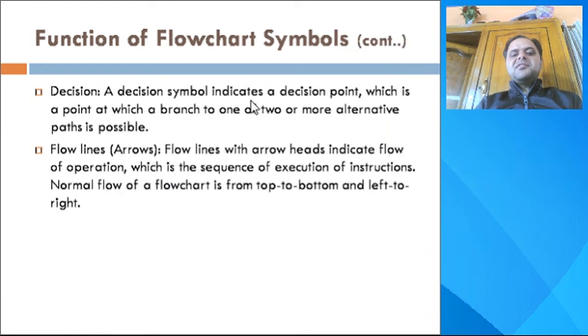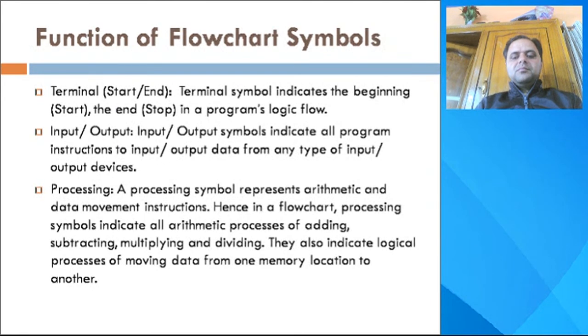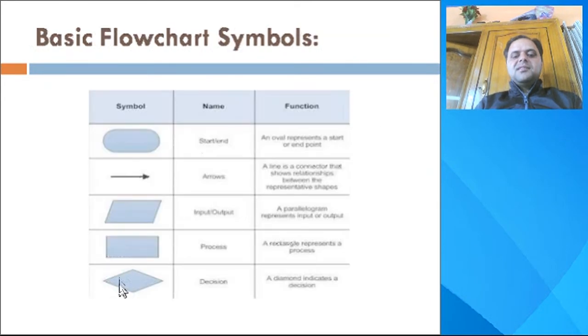Next is decision. A decision symbol indicates a decision point, which is a point at which a branch to one of two or more alternative paths is possible. This is the decision symbol. So if the condition is true, we will go this way, and if the condition is false, we will go this way.